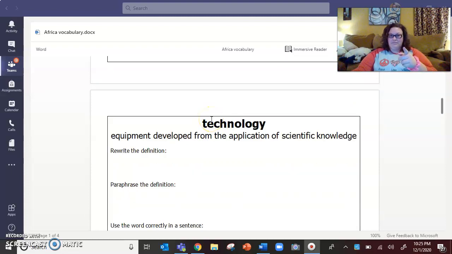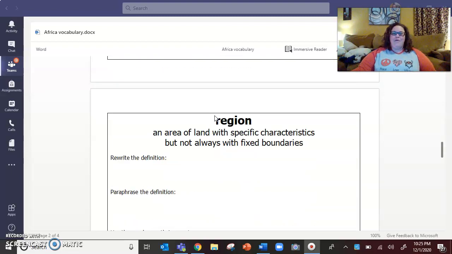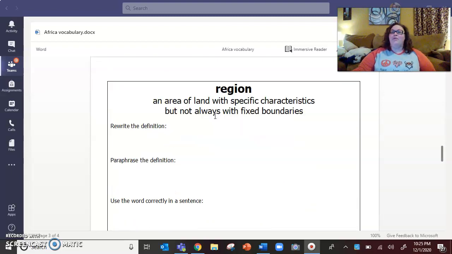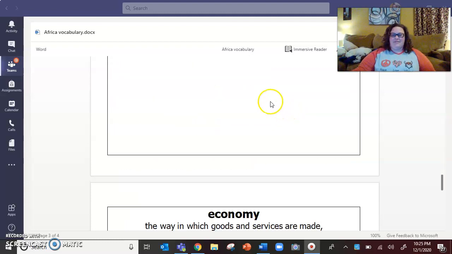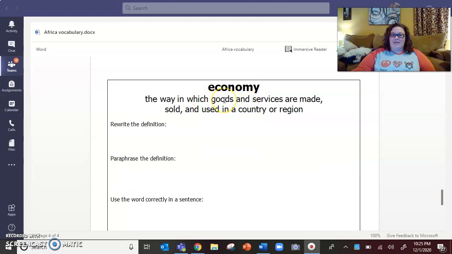Technology. Try again. Technology. Technology is equipment developed from the application of scientific knowledge. Region. Region. An area of land with specific characteristics, but not always with fixed boundaries. And economy. Good, economy. The way in which goods and services are made, sold, and used in a country or region.